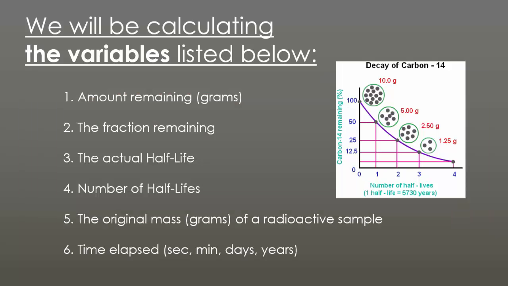So we will be calculating the variables listed below. You can calculate for the amount remaining, or the grams, or mass. You can calculate the fraction remaining, the actual half-life, so the time it actually takes, the number of half-lives, so how many half-lives have actually taken place, the original mass of a radioactive sample, and the time elapsed, so the total amount of time it took to go from one mass to a new mass.